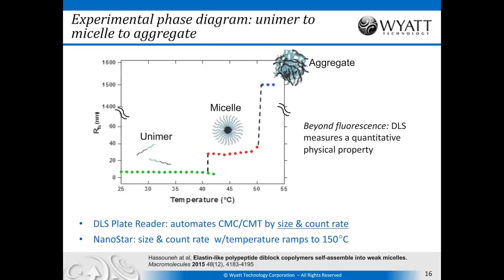Now this could actually be done in the DynaPro plate reader as well, and you would get full-scale automation of measurements of the critical micelle concentration, critical micelle temperature. You would get the size from the dynamic light scattering, and you'd also get changes in conformation associated with count rate. If you need to go over a larger temperature range than you can accomplish with the plate reader, then you can use the NanoStar, which again uses single cuvettes, and you'd make these measurements one by one.